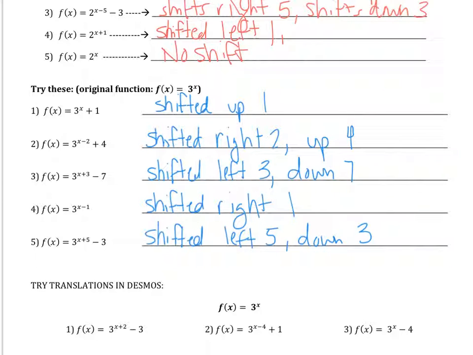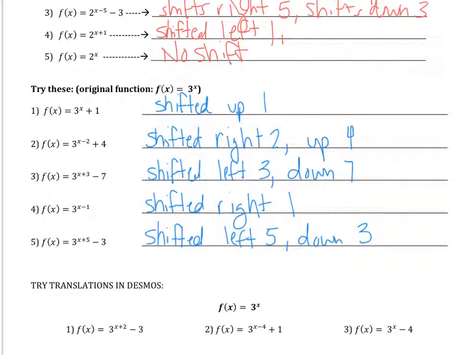Okay, so here are your answers. Number 1 should have just been shifted up 1. Since there is no H, there is not going to be any horizontal shift. It's just shifted up 1. Number 2, the -2 for H means it's shifted right 2. And +4 for K means it's shifted up 4. So right 2, up 4. Number 3, since it has a positive H, it's shifted left 3 and down 7. Left 3, down 7.